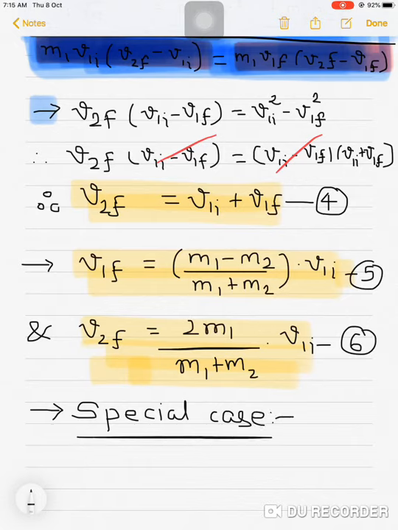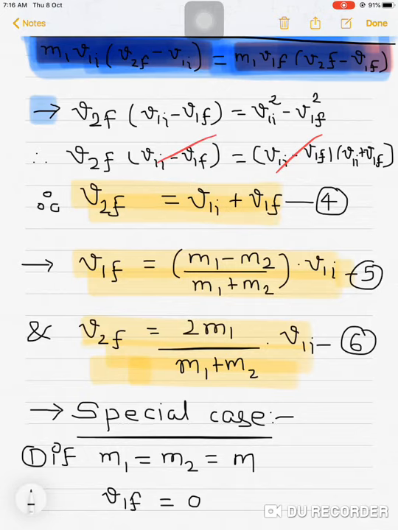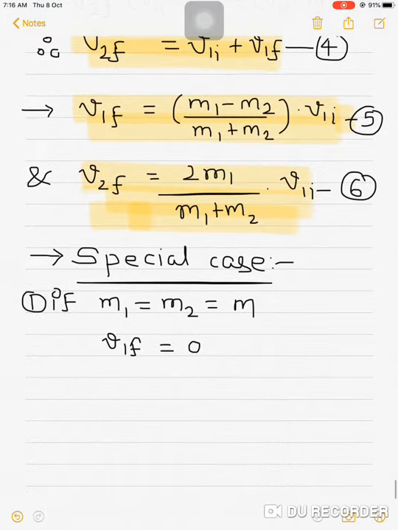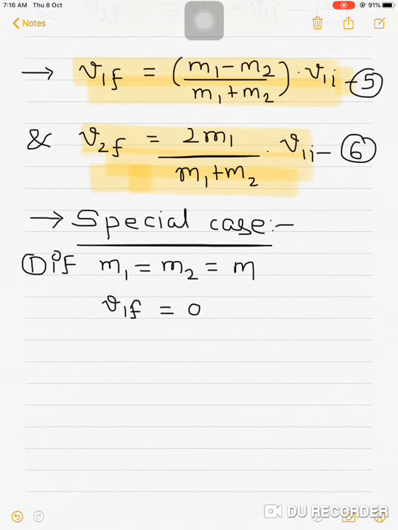Now what are the special cases? First, in case 1, if both masses are equal, that is m1 and m2 are equal to some common value, then from equation 5 we can simply say that v1f will be 0, and v2f is equals to v1i.